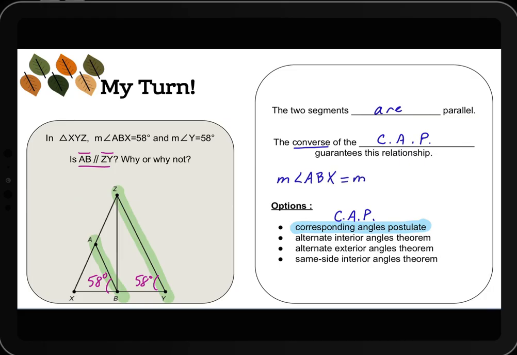to the measure of angle Y, and that implies that the angle ABX is congruent to the angle Y. If they're equal in their measure, then they're also congruent to each other by the definition of congruence. And therefore, the converse of the corresponding angle postulate justifies what we're looking for in this case. So there's a demonstration of how I might use that converse to justify why those lines are parallel.